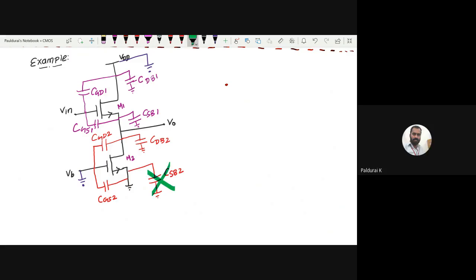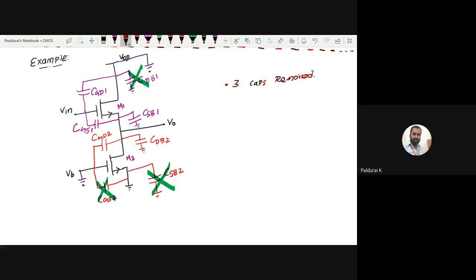CSB2 ground to ground, CDB1 ground to ground, CGS2 ground to ground. So here also 3 capacitors removed. Correct, Amma? Is there any other capacitors? 3 caps removed. Okay.